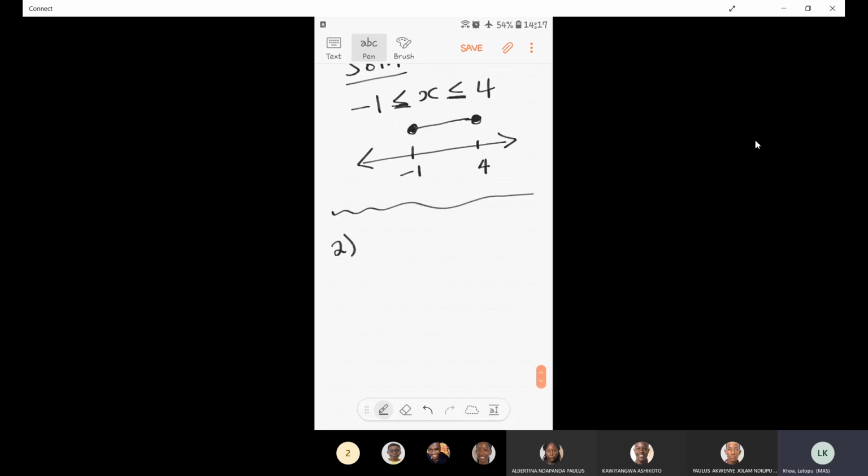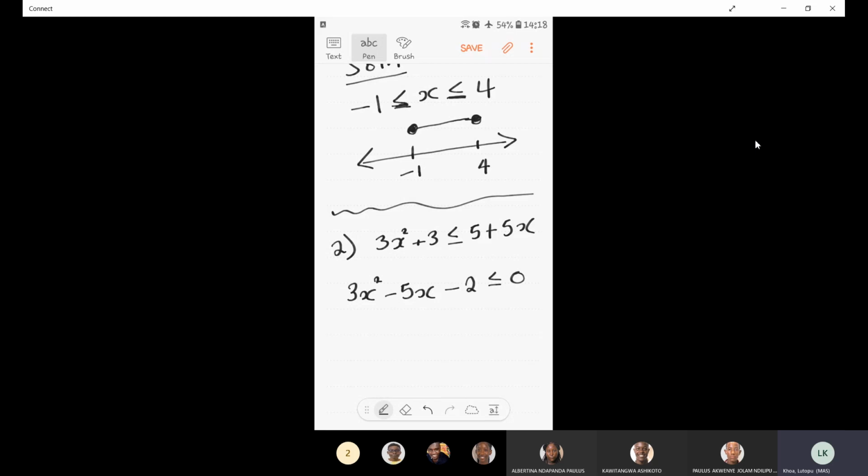Now let's look at number 2. We have 3x squared plus 3, which is less than or equal to 5 plus 5x. So again, everything with x on one side, 0 on the other side. So we have 3x squared, and I subtract 5x on both sides, and then I also subtract 5 on both sides. So this is 3x squared minus 5x minus 2, which is less than or equal to 0.